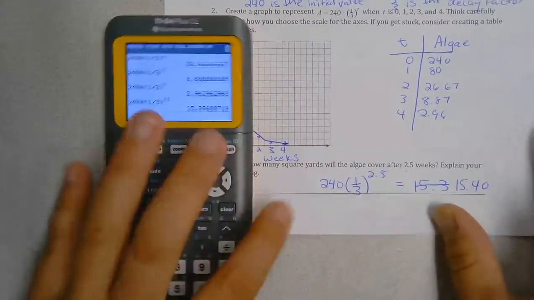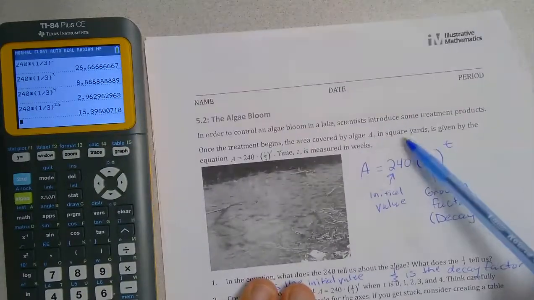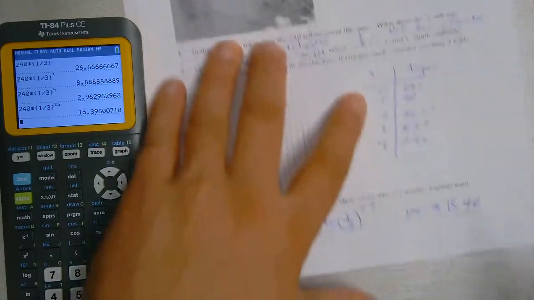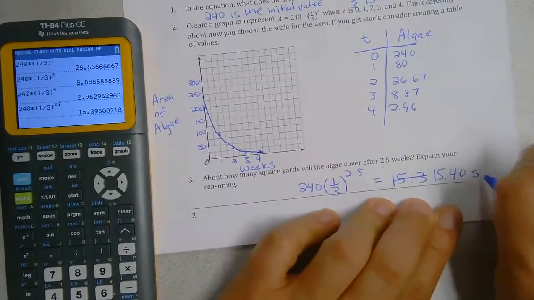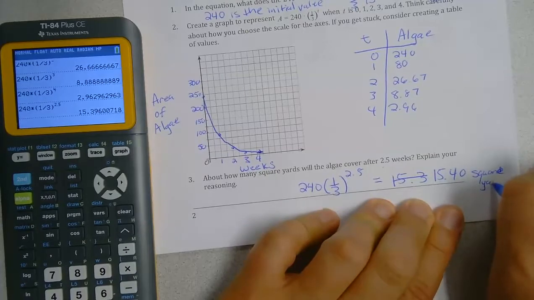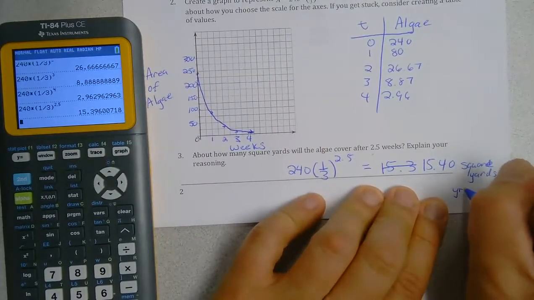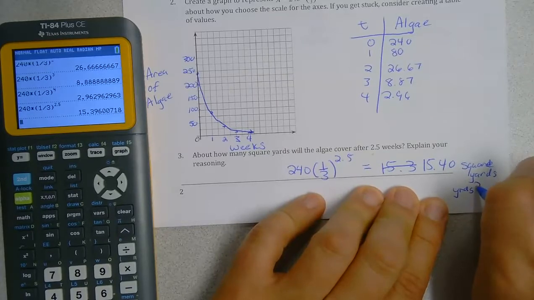And then again, I need my units here. So here, as you remember, we're measuring that in square yards. So you could write out square yards, or the symbol for that would just be yards, and then put to the second power.